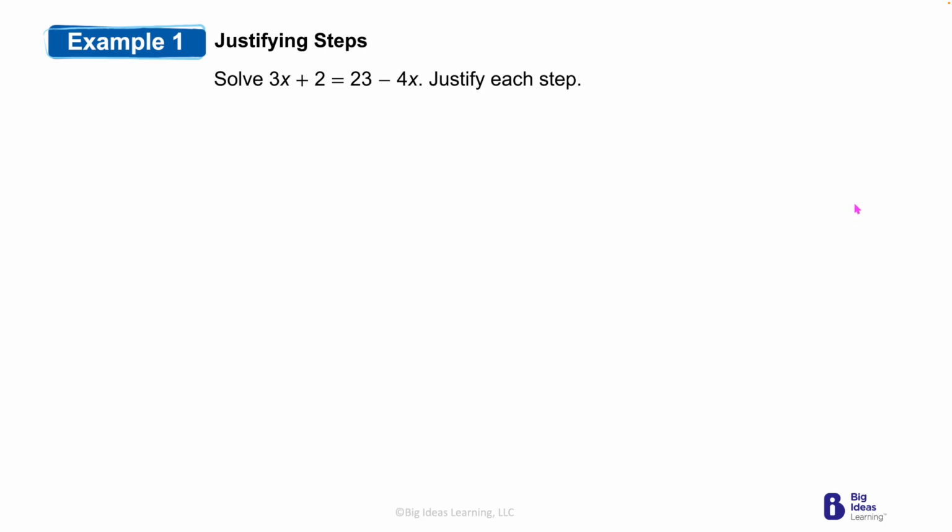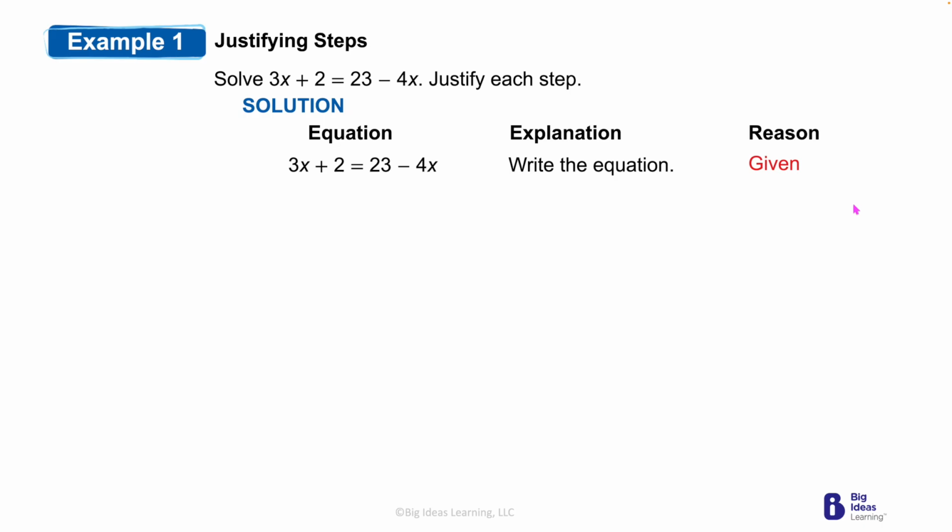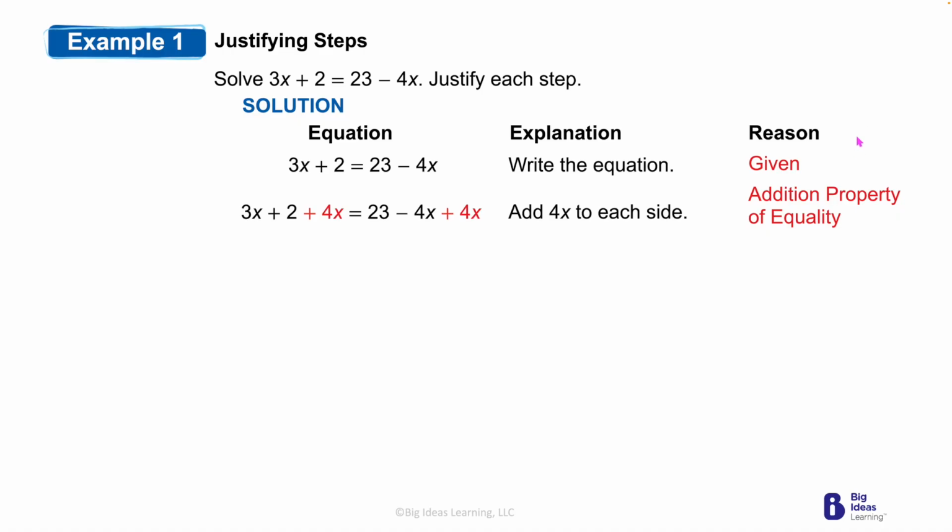So here's what I mean by justifying steps. There's nothing new in this part of the lesson that you've not done before, except for the justifying part. So here we have an equation. The explanation is write the equation. The reason is called given. In geometry, when you are given information and you write proofs, which we're starting to write now, your first step is always the givens. You list what you were told. You call that given. Now your first step would be to add the 4x to each side, and that's the addition property of equality, and it looks like that.